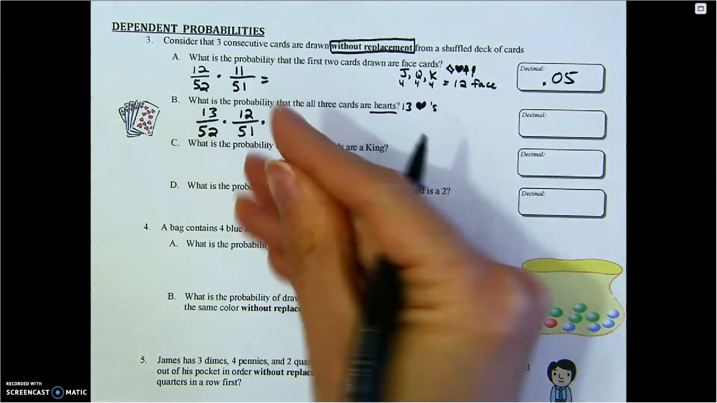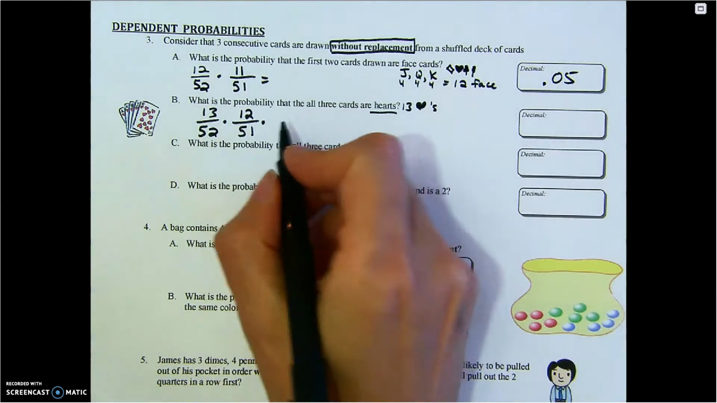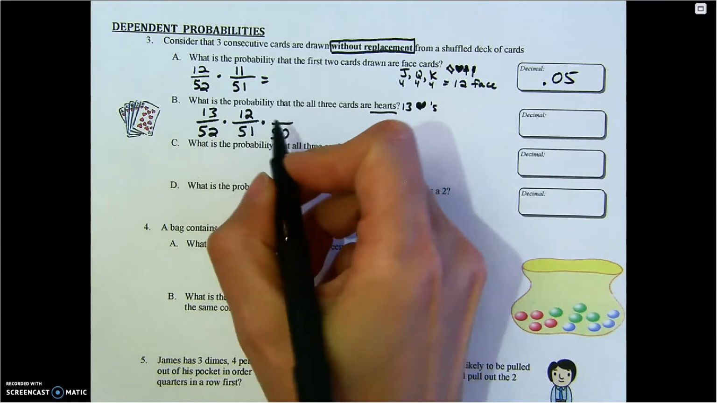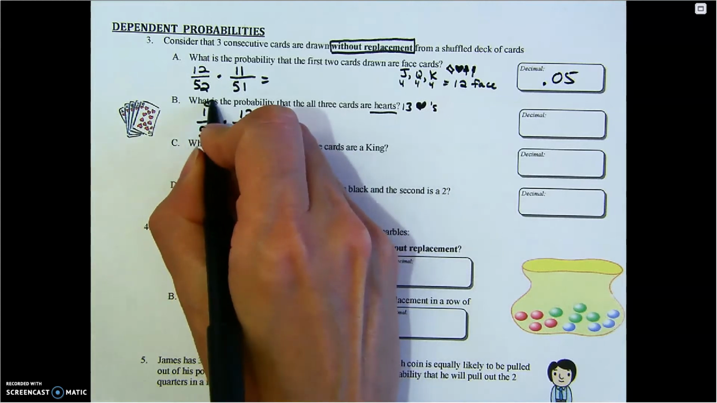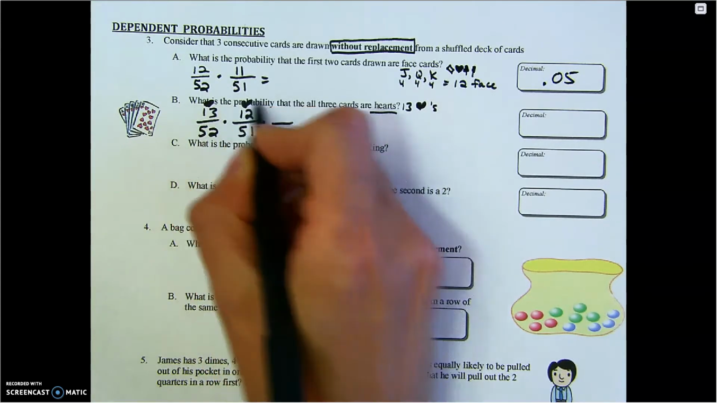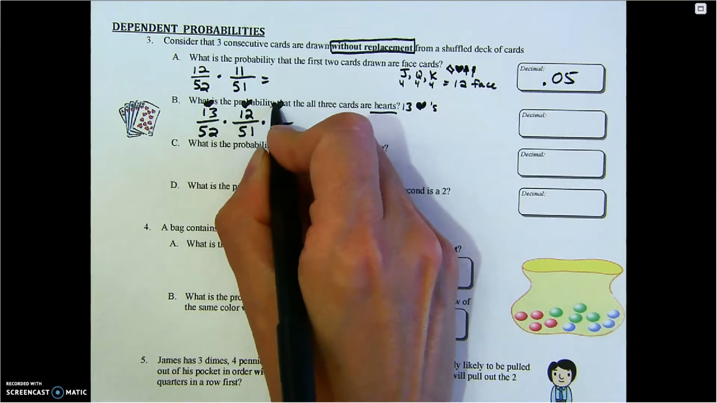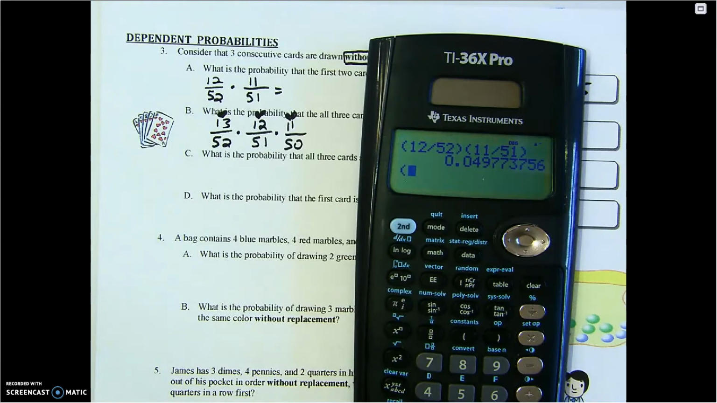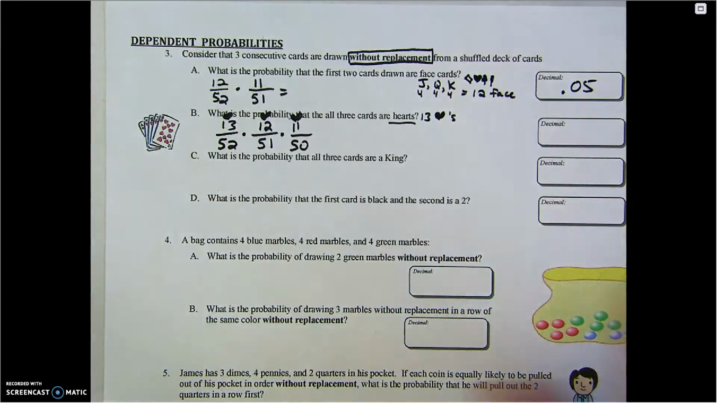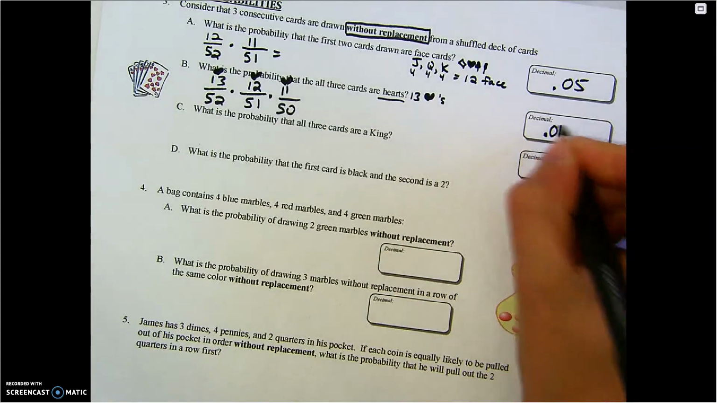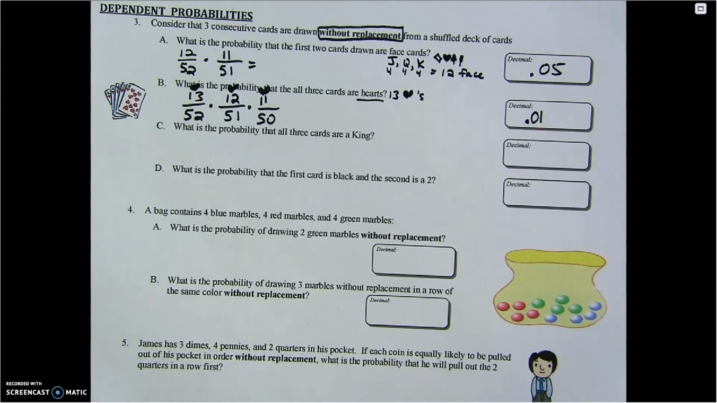So now we're down to 12 hearts. So that second card is taken out of the stack and we put it on the side. Now we're down to 50 cards. And again, theoretically, we picked a heart here and we picked a heart here. So now we're down to 11 hearts for this option. So let's multiply those together to see what the probability is. So we have 13 out of 52 times 12 out of 51 times 11 out of 50, and we get 0.01. Definitely don't put your money on that bet. Highly unlikely to get 3 hearts in a row.